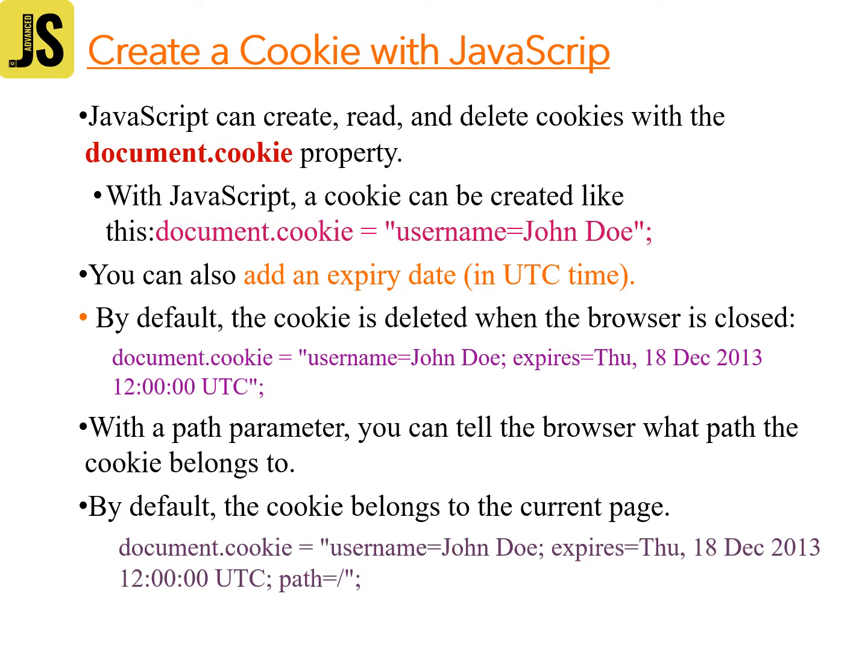Now we can see how we can create a cookie with JavaScript. JavaScript can create, read and delete cookies with the document.cookie property. With JavaScript, a cookie can be created like this. In JavaScript, we can create a cookie using the statement document.cookie = "username=John Doe".